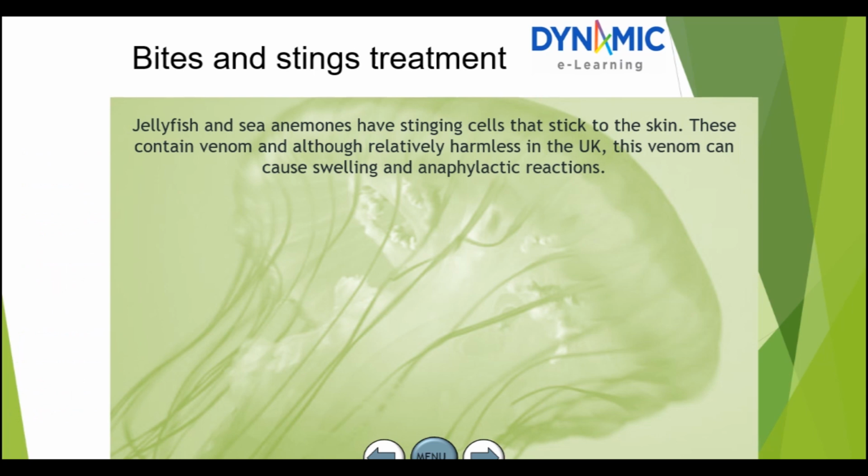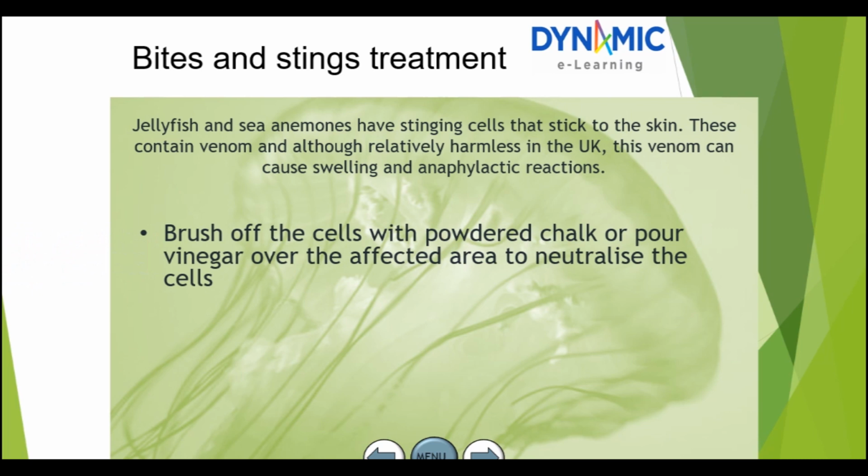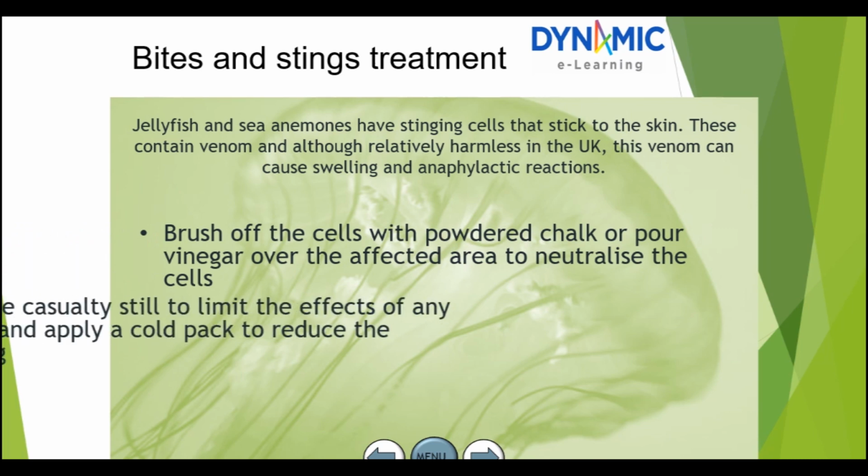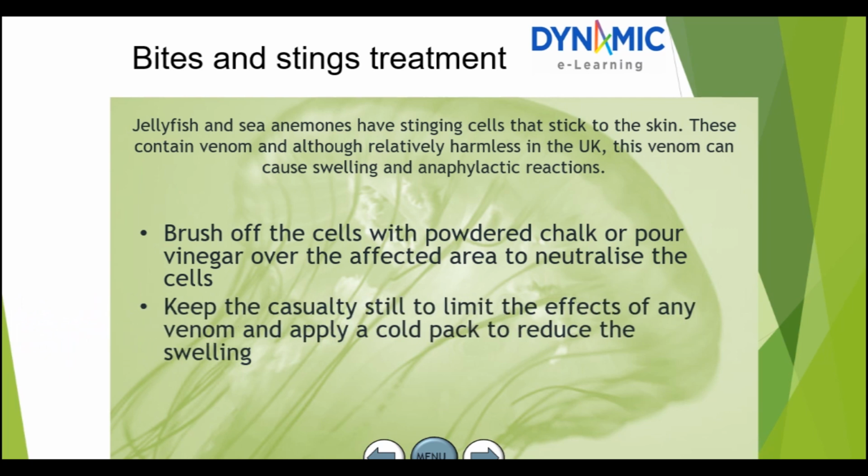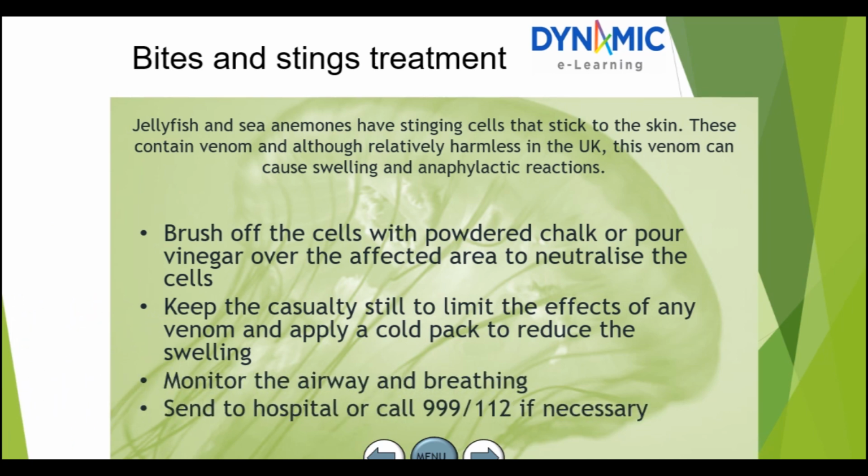Jellyfish and sea anemones have sting cells that stick to the skin. These contain venom, and although relatively harmless in the UK, this venom can cause swelling and anaphylactic reactions. Brush the cells off with powdered chalk or pour vinegar over the affected area to neutralize the cells. Keep the casualty still to limit the effects of any venom, and apply a cold pack to reduce swelling. Monitor airway and breathing, and send to hospital or dial 999 or 112 if necessary.